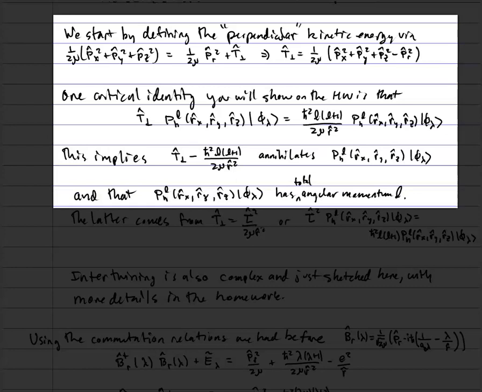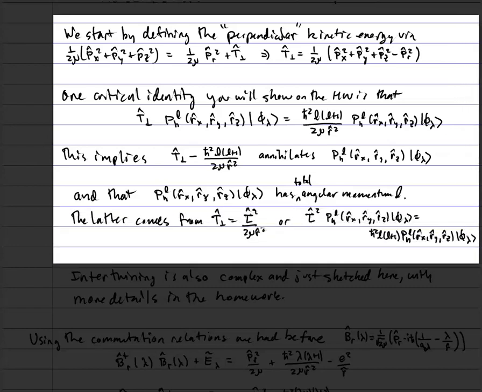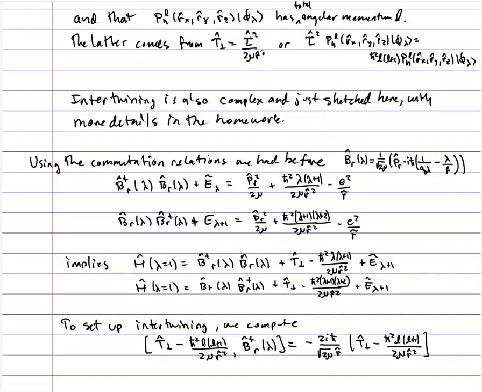What that then tells us is that t perpendicular minus h bar squared L times L plus 1 over 2 mu r squared annihilates this harmonic polynomial acting on this state, which means that the harmonic polynomial acting on that state has total angular momentum L. In essence, it's an eigenstate of the total angular momentum with eigenvalue, or with quantum number L. And you get that if you just recognize that t perpendicular is L squared over 2 mu r squared from our previous work.